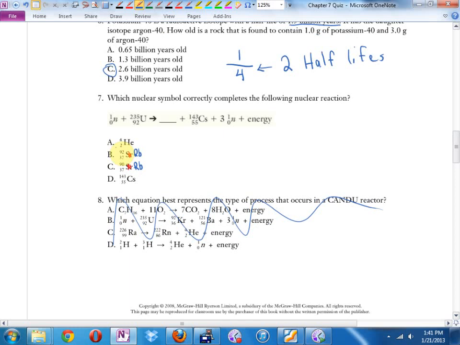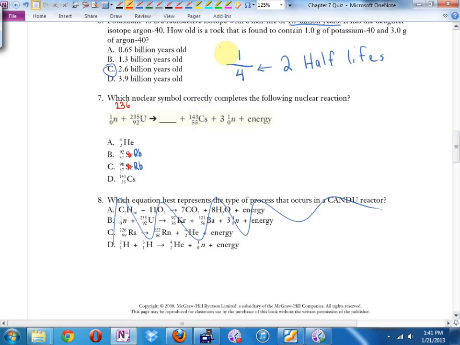Number 7. Which nuclear symbol correctly completes the following nuclear equation? Okay, this is fission, it looks like. We're firing a neutron into uranium and splitting it up. Once again, we want the top numbers all to balance. What's the mass of this one? 235. And what's the mass of a neutron? 1. So I start out with grand total 236 worth of mass. How much must I have at the end? The same amount.